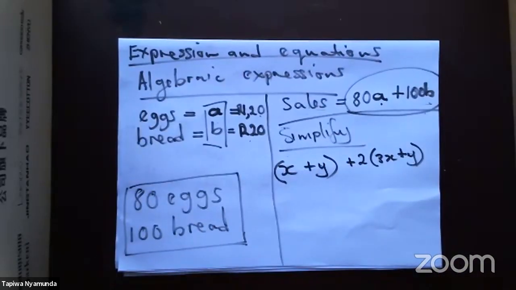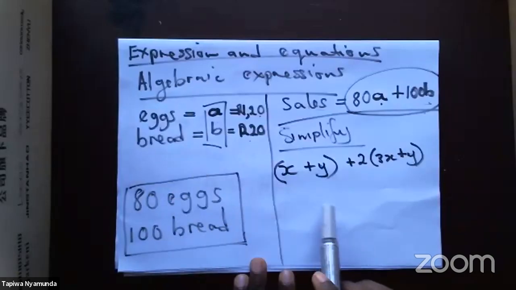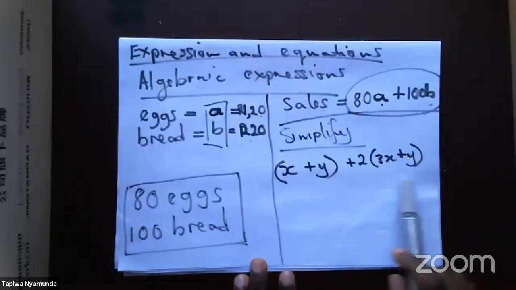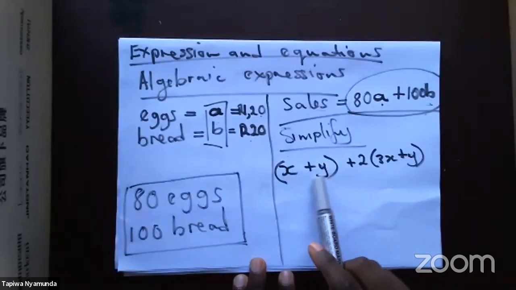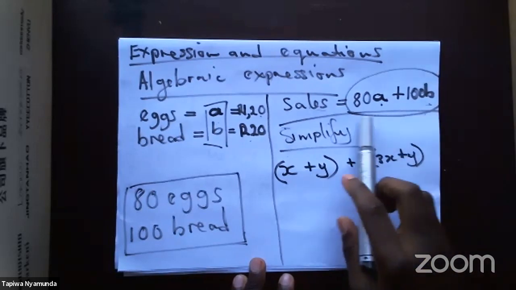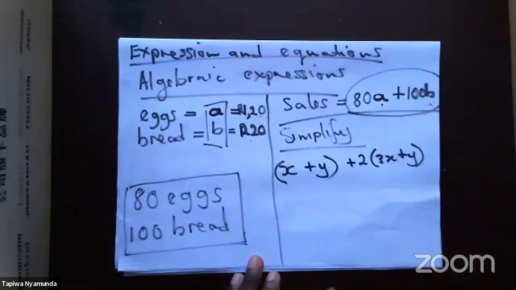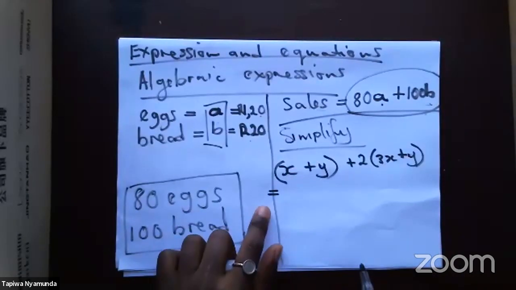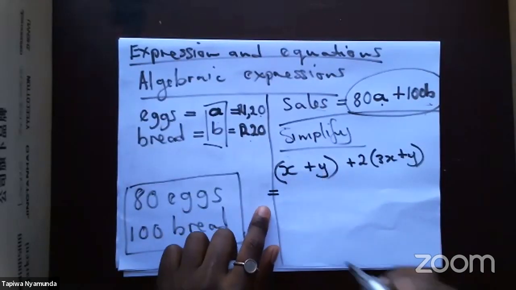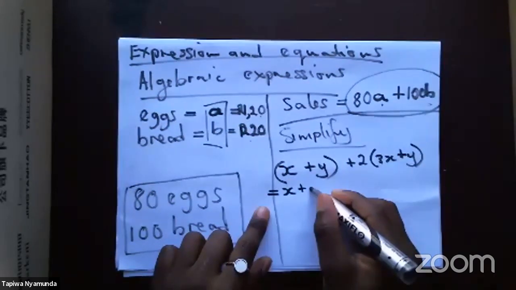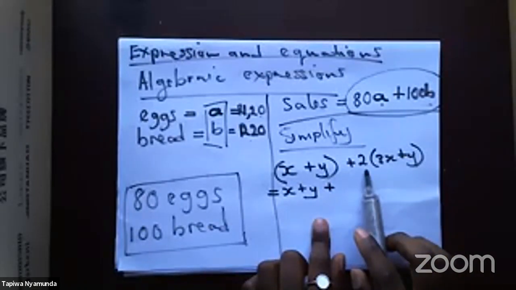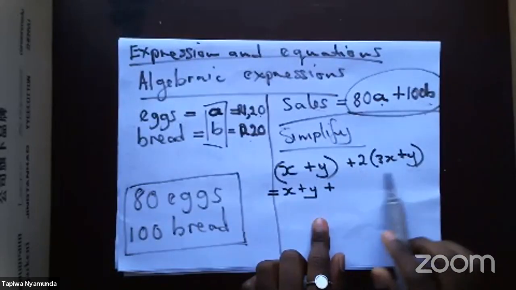The whole idea of giving you this is to make you appreciate why we have stuff like this. Sometimes these x and y are just representing numbers. So let's try to simplify this. We say x plus y, you can just remove the bracket and write it as it is, plus, and we want to simplify what we have here.